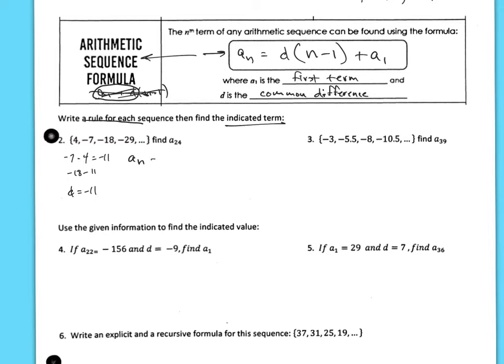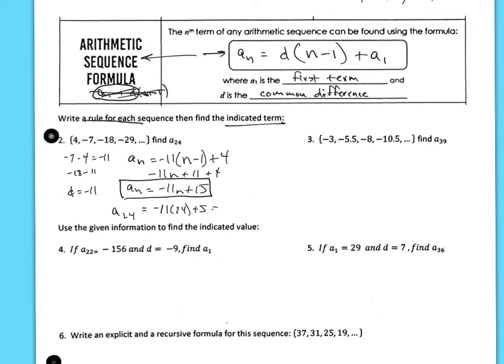So we have our difference, negative 11. n is n. We want to have the n in the answer, so that's our variable, and then our first term. So negative 11 times n minus 1, plus 4. Distribute: negative 11n plus 11 plus 4. So the pattern for a sub n is negative 11n plus 15. So this is the first answer. Then you're asked to find a sub 24. A sub 24 is, plug the 24 in there, negative 11 times 24 plus 15. A sub 24 is negative 249.